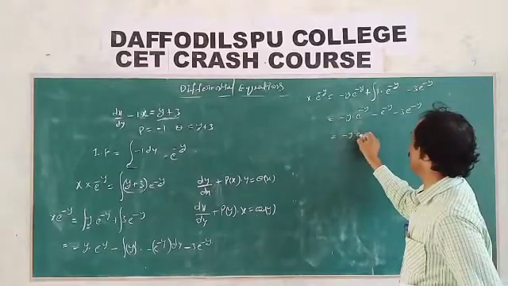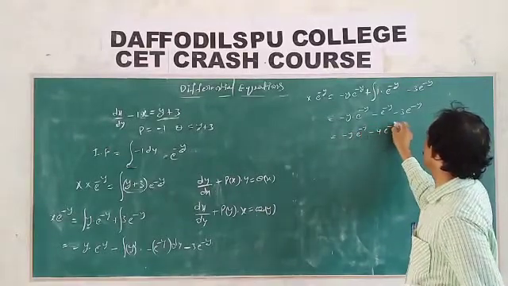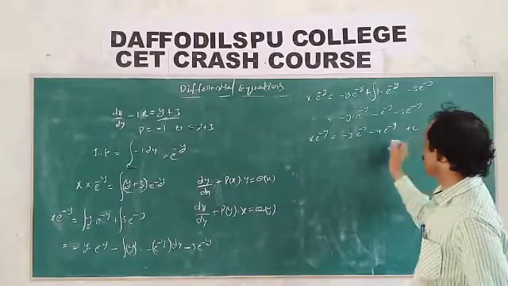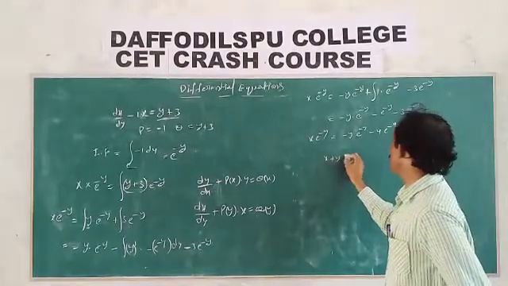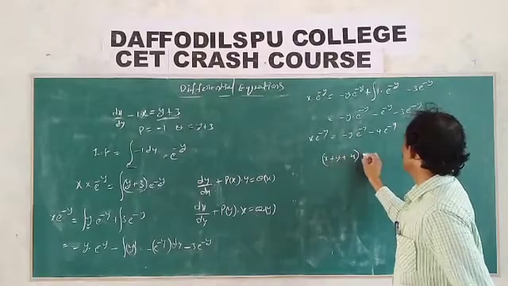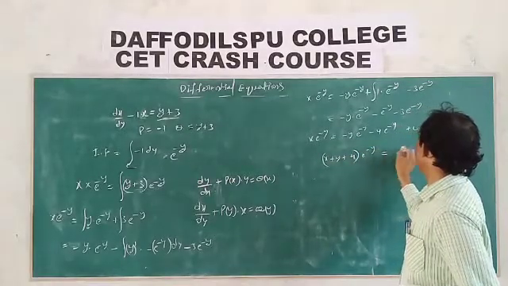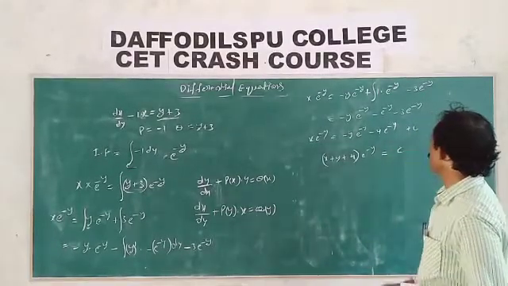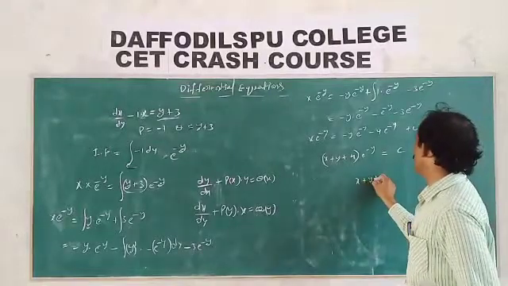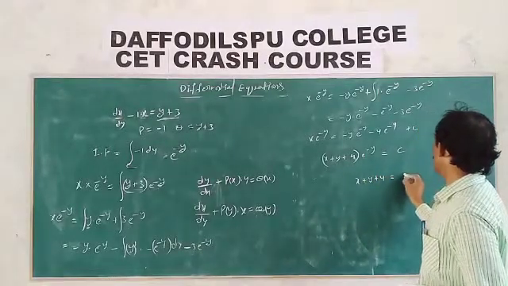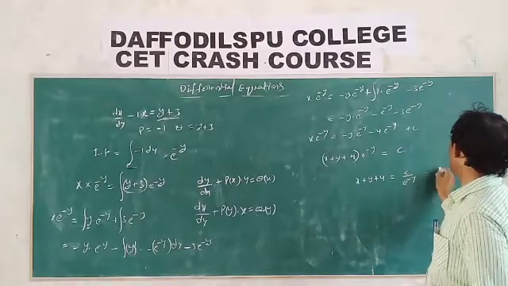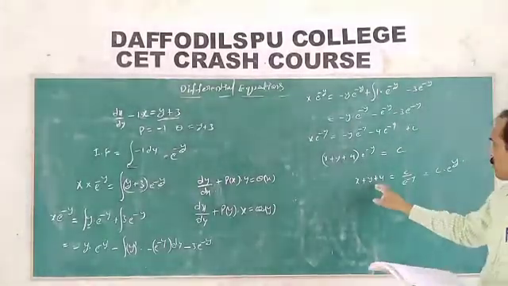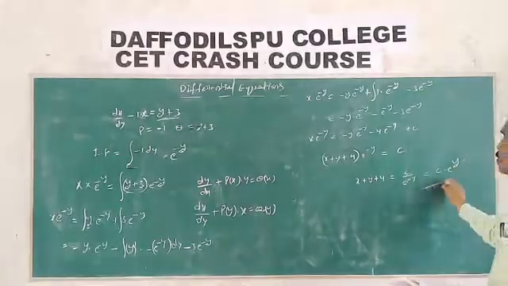So minus y e to the power minus y minus 4 e to the power minus y, so x into e to the power minus y plus c. Take this side: (x plus y plus 4) e to the power minus y is equal to c. So x plus y plus 4 is equal to c by e to the power minus y, which is equal to c into e to the power y. Same answer. What is this value? x plus y plus 4 is equal to c into e to the power y.